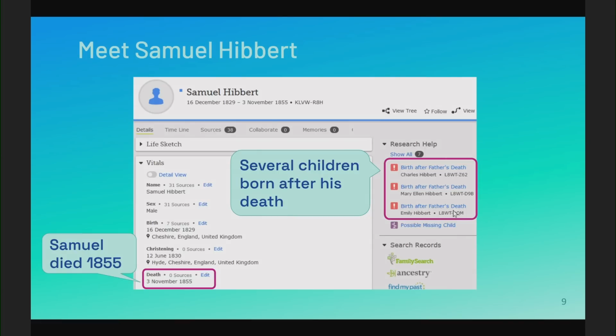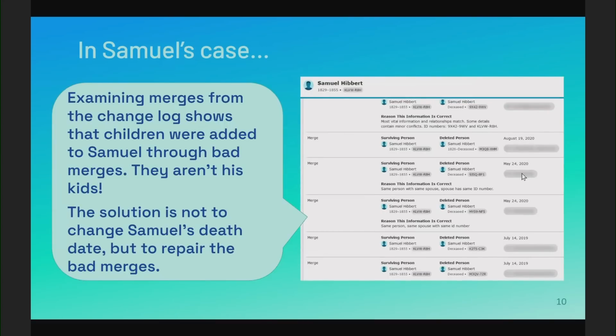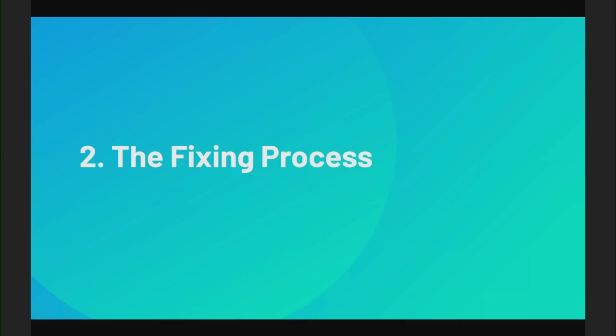That took the errors away, but when we dig into the change log, we find that there are about 13 merges on this guy representing about 5 different people. It turns out that the children were added to this profile through bad merges, and they aren't his kids. So the solution was not to remove the death date, which happened to be correct. The solution was to repair the bad merges and get the kids back into their correct families.